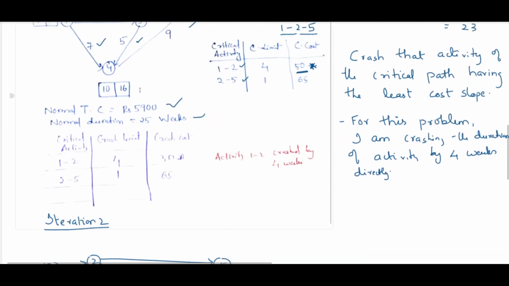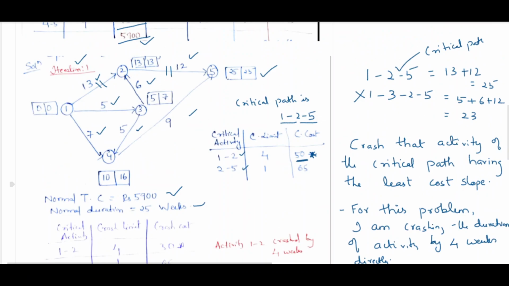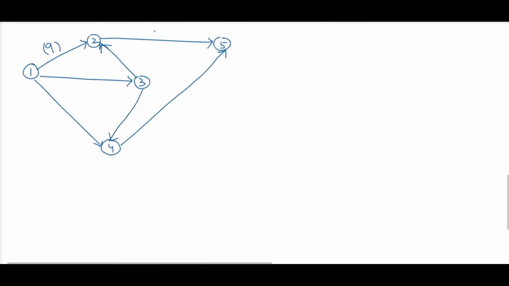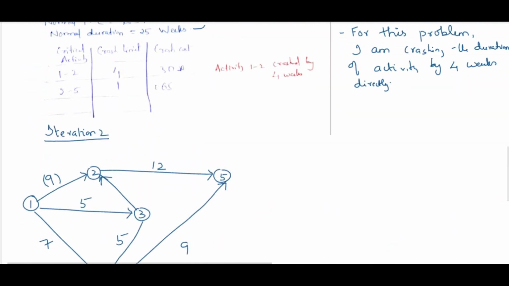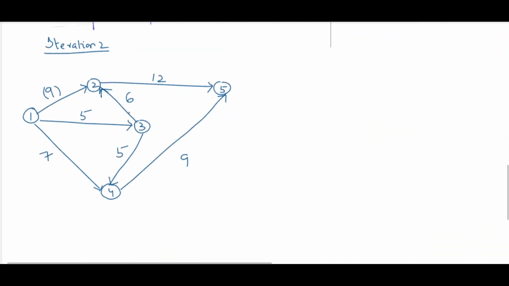For 2, 5, it was 12, keeping all other times the same. For 1, 3, it was 5. For 2, 3, it was 6. So now we have put all the normal times as well as the crashing time for activity 1, 2. Now again we have to prepare the EST, EFT, LFT, LST tables at each and every node.